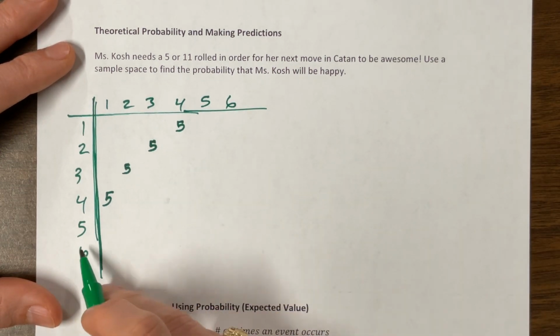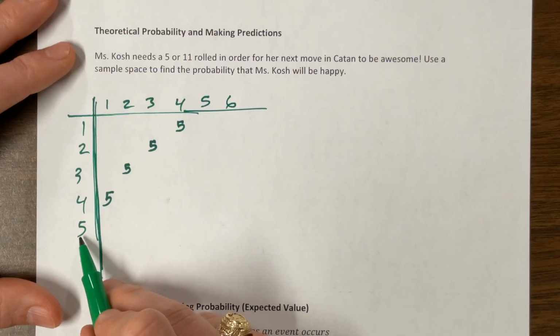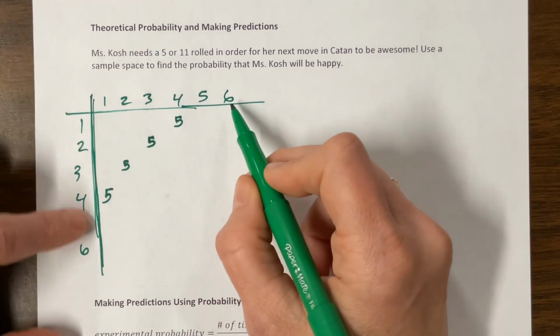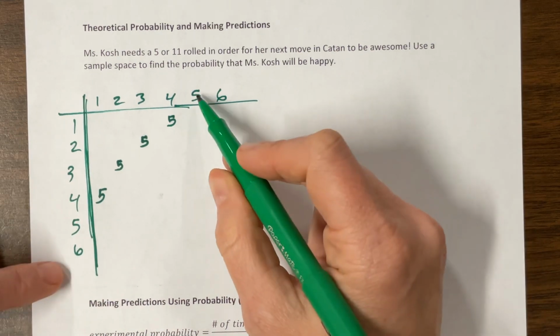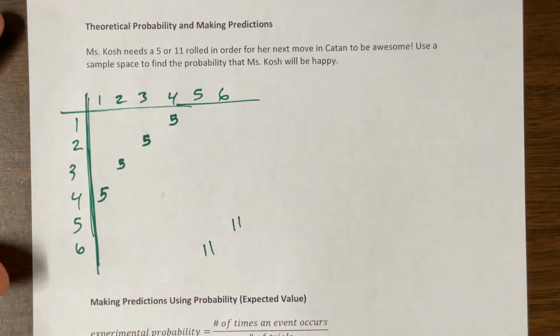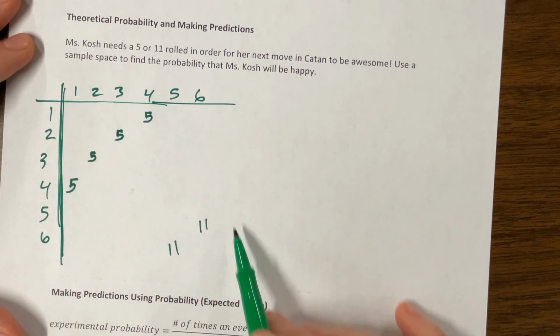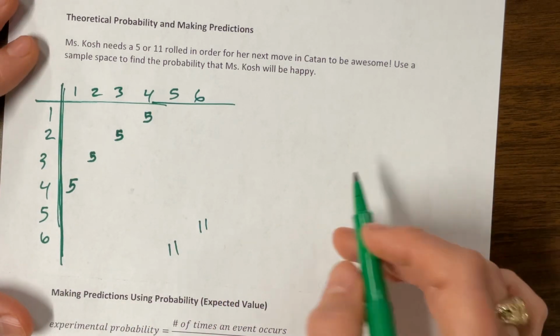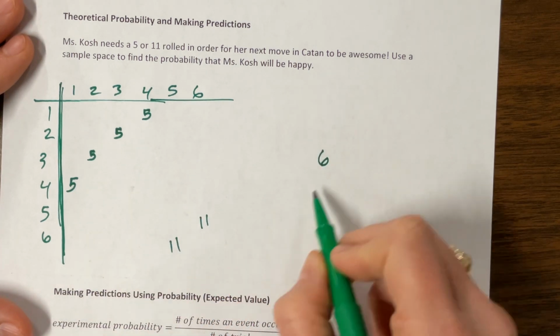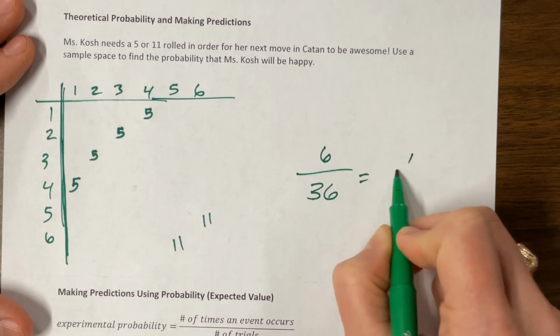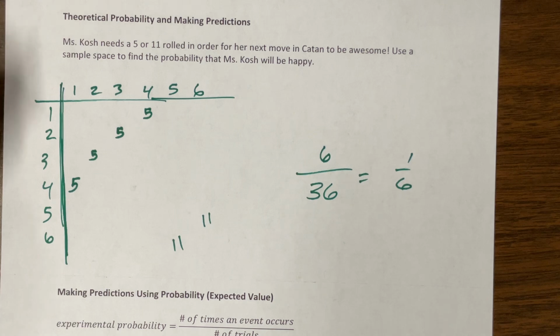Now to get an 11, I have to roll a 5 and a 6, or I can roll a 6 and a 5, and so there's 2 ways that I can roll an 11. So out of the 36 possible things that can happen, and I was too lazy to write them all out, 6 of them, 4 plus 2, would make me happy, and that reduces to 1/6.